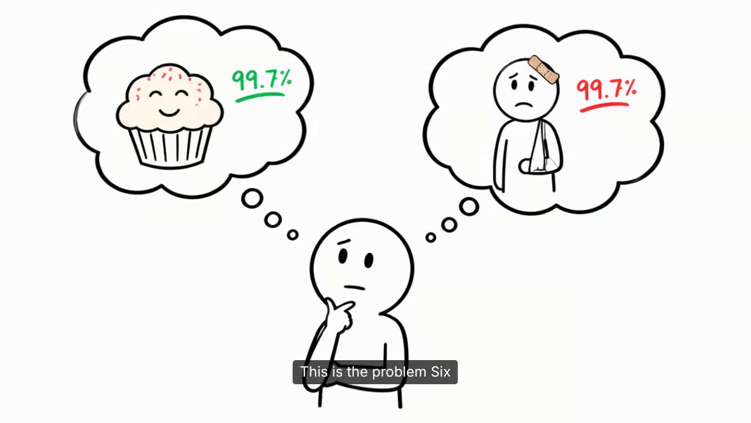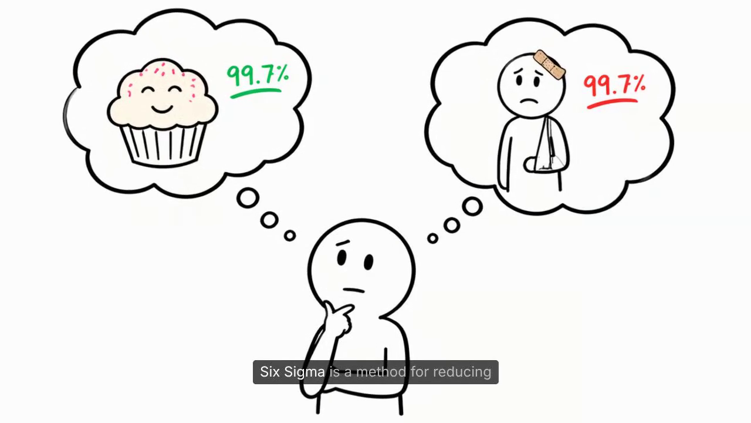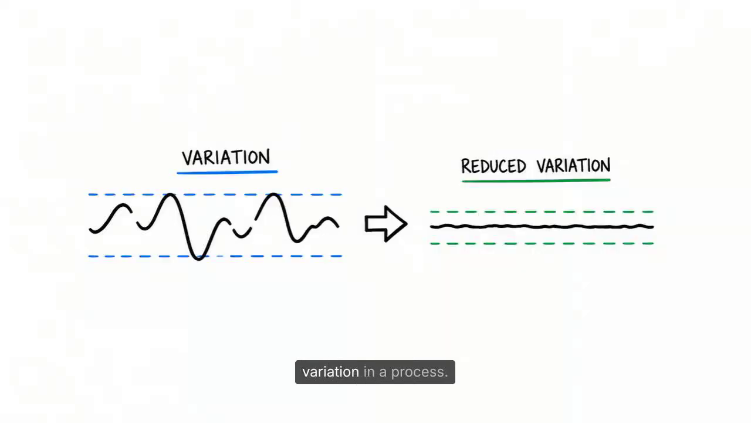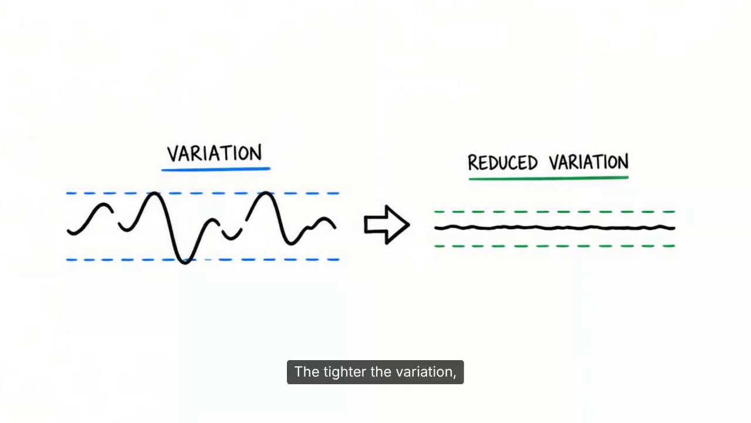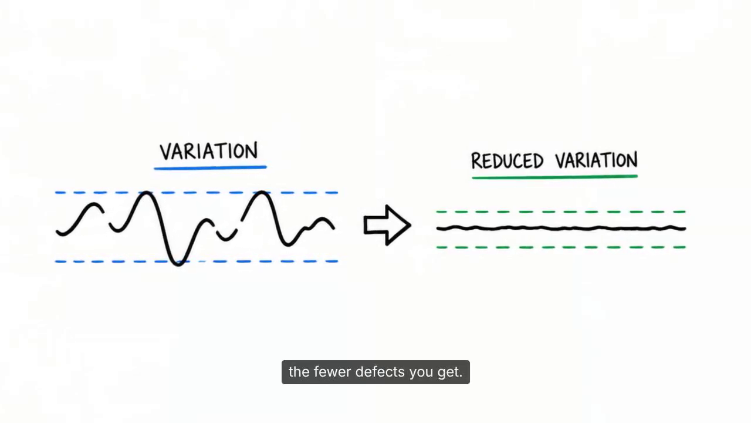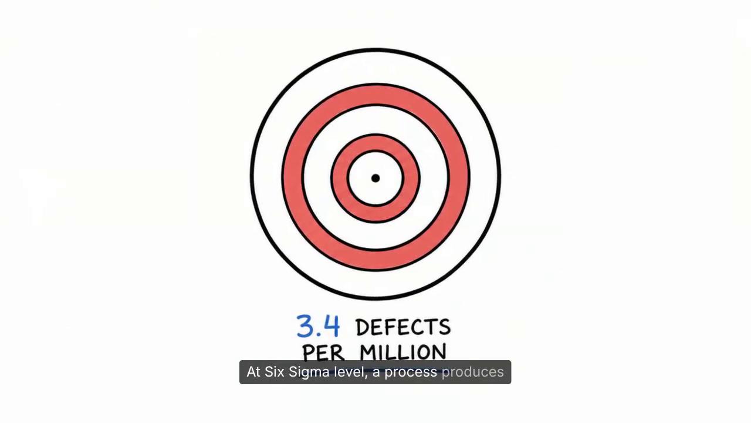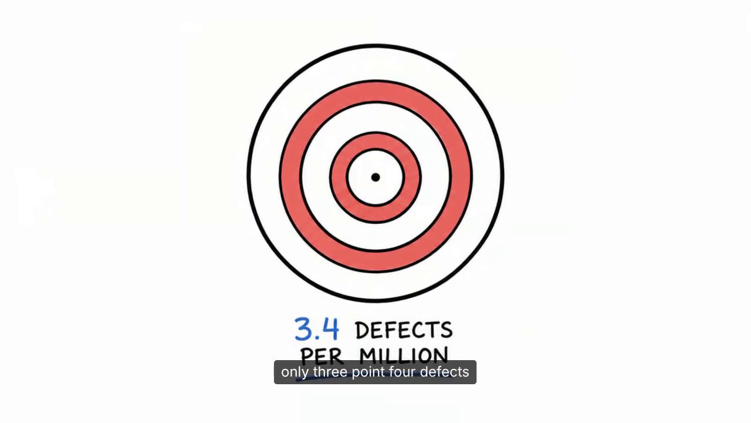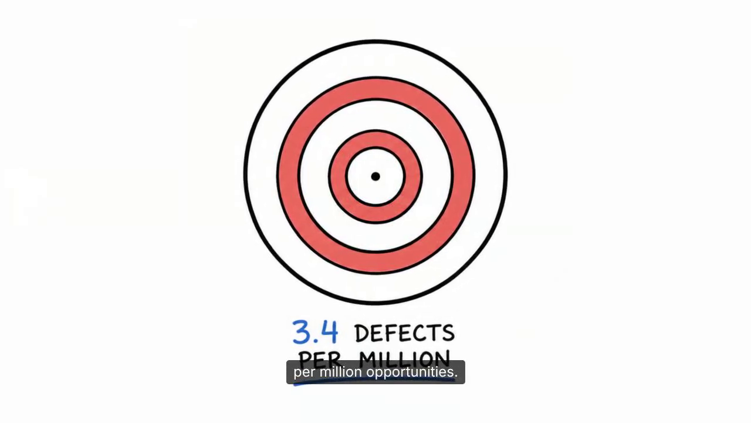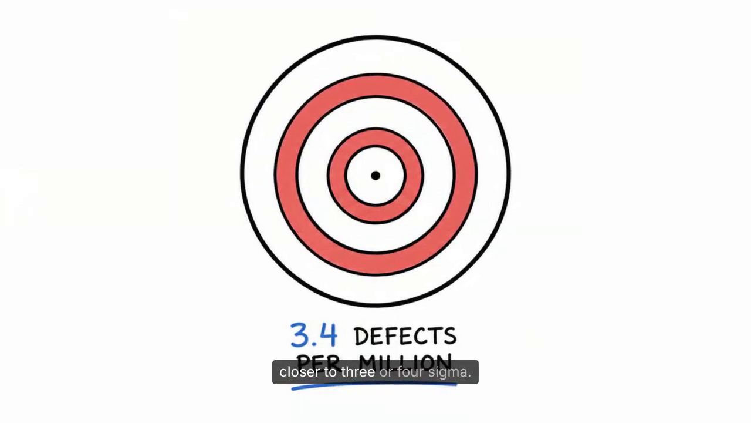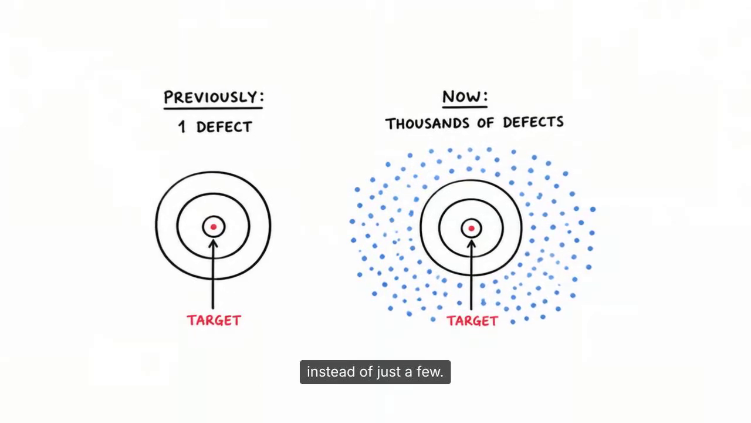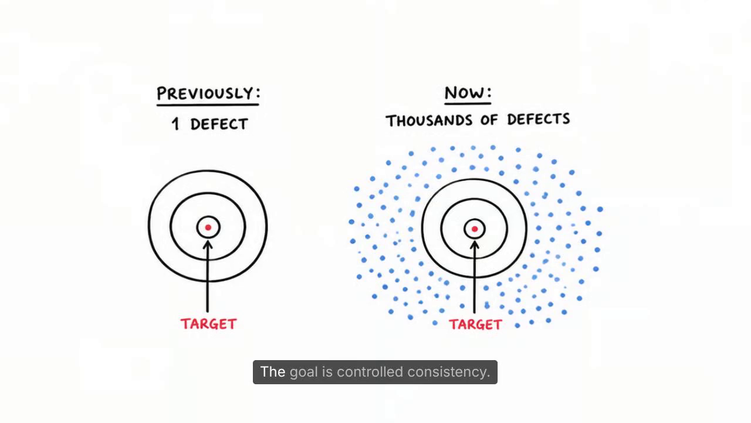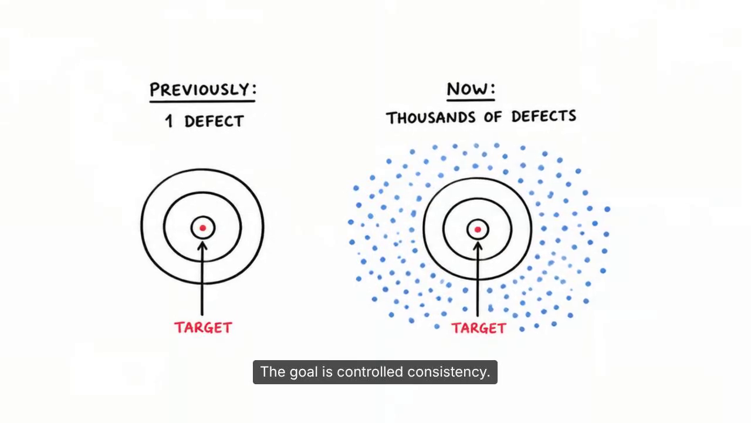This is the problem Six Sigma was created to solve. Six Sigma is a method for reducing variation in a process. Sigma measures how spread out results are. The tighter the variation, the fewer defects you get. At Six Sigma level, a process produces only 3.4 defects per million opportunities. Most businesses operate closer to 3 or 4 Sigma. That means thousands of defects instead of just a few. The goal is not perfection. The goal is controlled consistency.